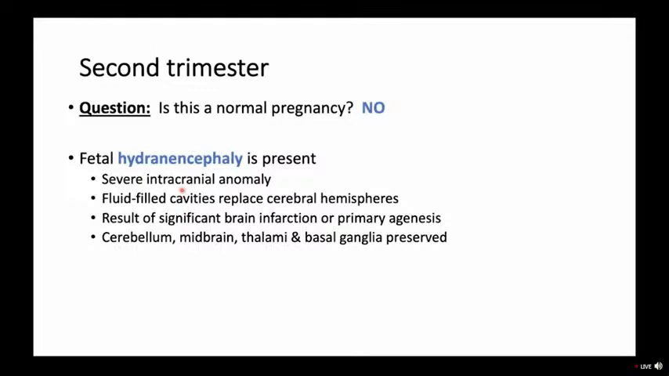You can't see the choroid plexus or the ventricles at all. Commonly due to some type of infarct or anoxic brain injury. We don't understand why. And oddly enough, the cerebellum and the midbrain often are fully preserved, as in this case. We saw a perfect cerebellum and a perfect vermis.